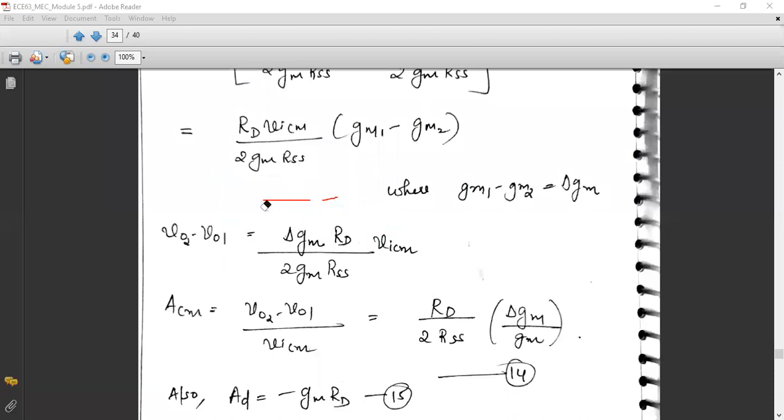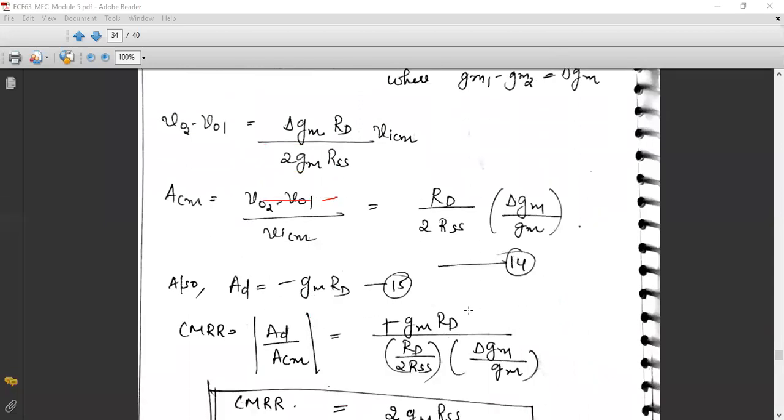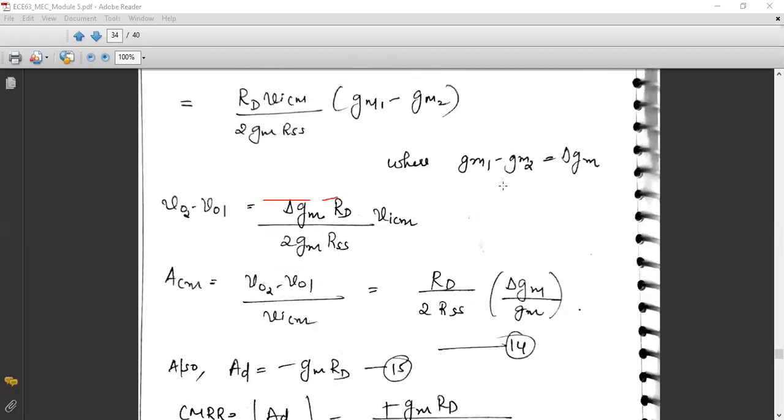Now to find the CMRR, we need to compute one more parameter, that is the differential gain. Since we are interested to find the double-ended output, AD is given by minus GM into RD. Don't take half GM into RD. Half GM RD is applicable only for single-ended case, whereas GM RD is for the double-ended case. Please note that differential gain for a double-ended output is twice that of the single-ended output. And while finding the CMRR, you should find the magnitude of the ratio between AD to ACM, that is differential mode to common mode gain. So now I need to consider the negative sign. So GM RD divided by this ratio, this parameter.